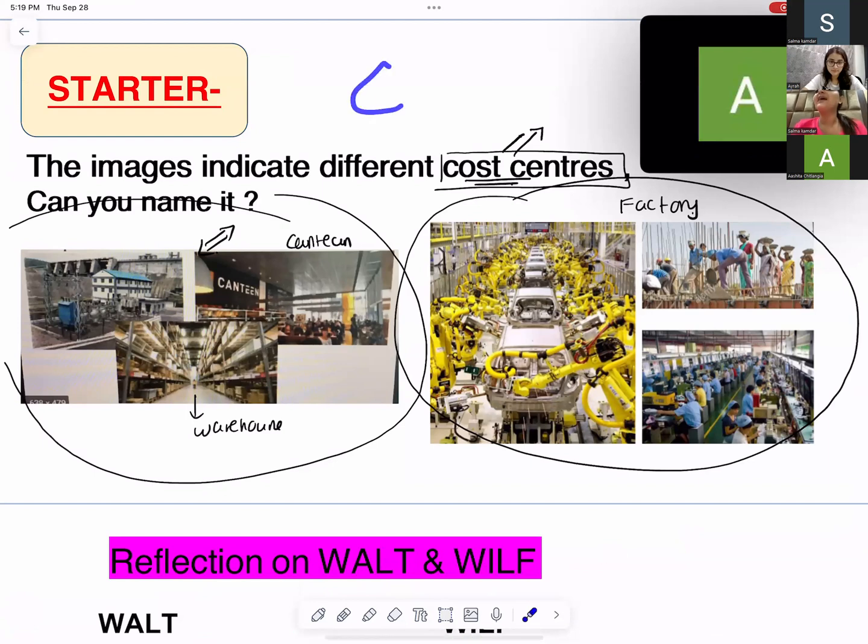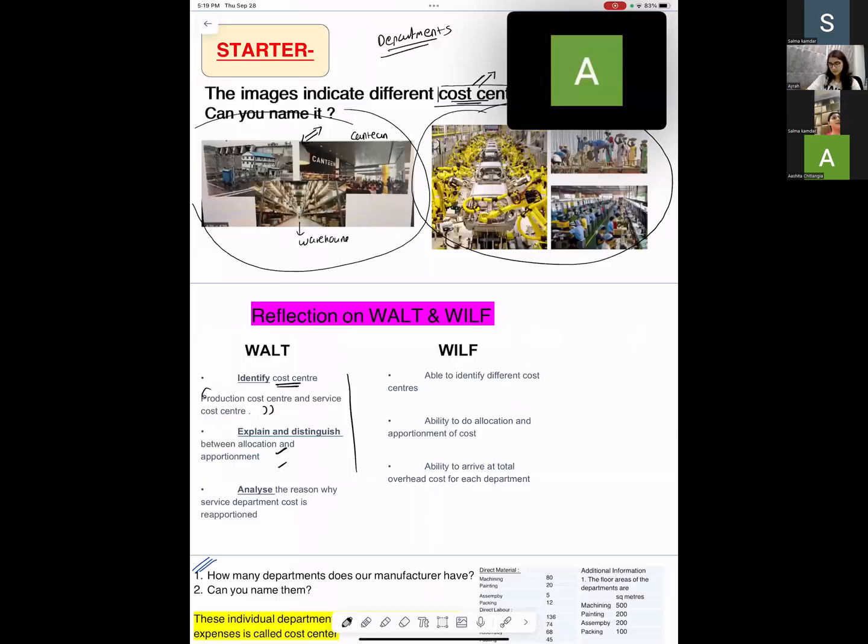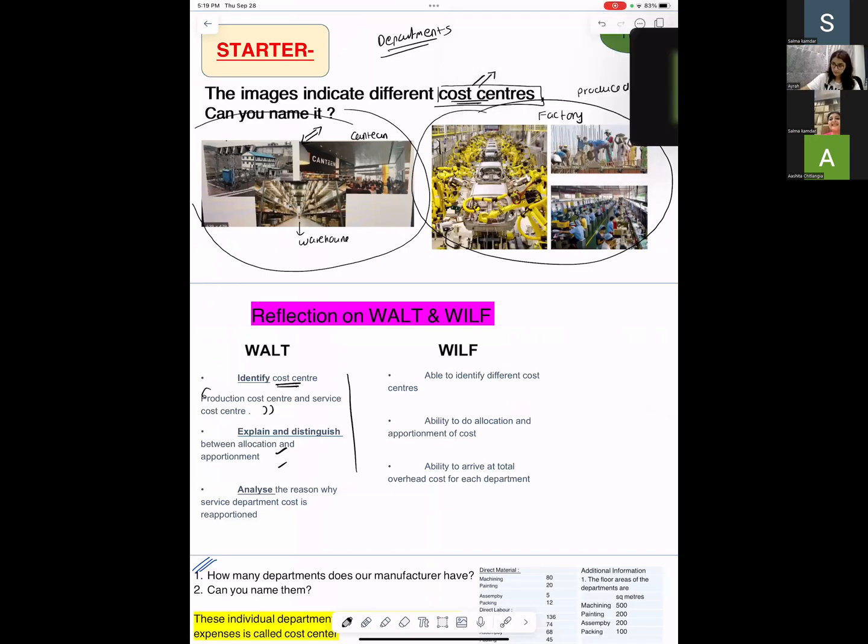See, whenever you have any company, in a company, you may have certain departments where your work is being carried on. So I would say these departments are called your cost centers.